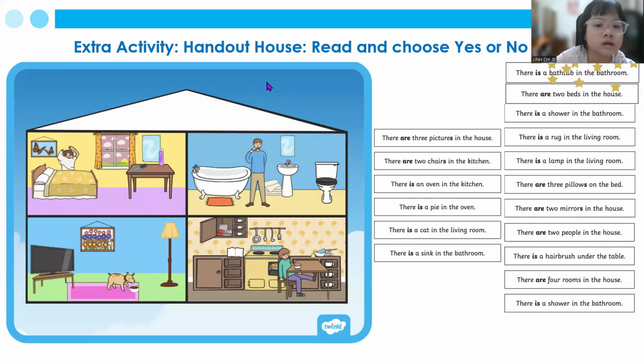No. Is that a no? Very good. How many pictures are there? There are two pictures. That's right, Mary. All right. Now, there are two chairs in the kitchen. No. Very good. All right. Now look, there is an oven in the kitchen.